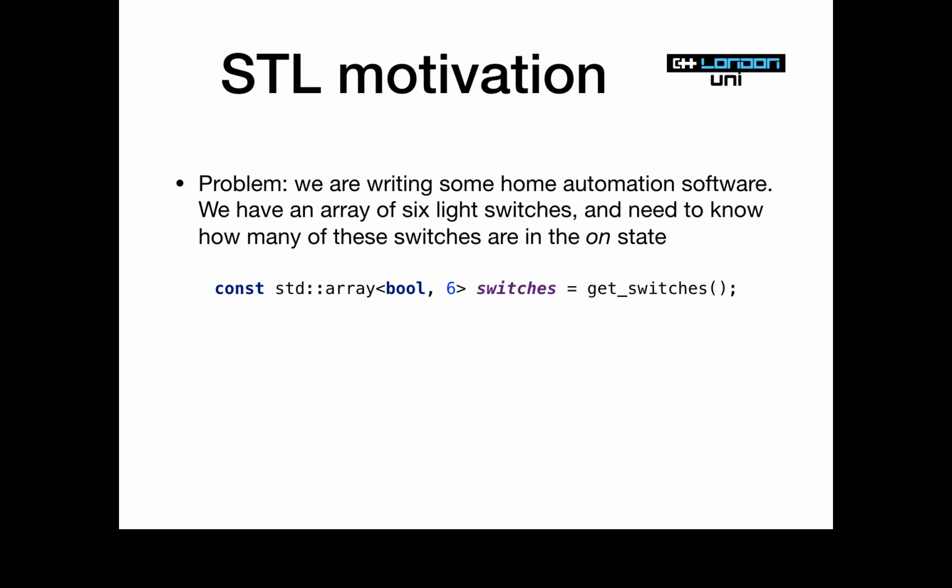So we can represent that as an array of 6 bools. This, if you're not familiar with it, std::array is a fixed size array type, as opposed to a vector which can grow and shrink. An array always has exactly 6 things in it. You can't add things or take things away. So this is a fixed array of 6 switches. Each one of those can be on or off. We represent that as a bool. True means on, false means off.